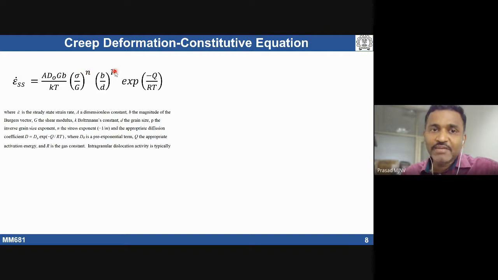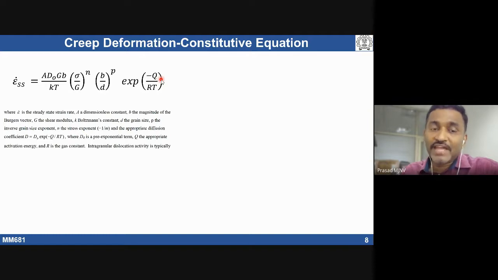Q is the activation energy. Here there are three important things, n, p, q. These are called constitutive parameters n, p, q. Depending on the deformation mechanism, each deformation mechanism will have its own n, p, q values.